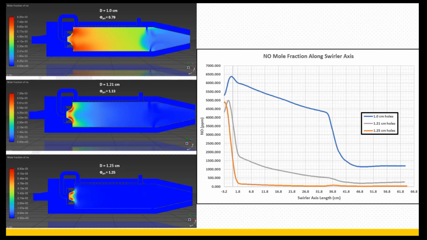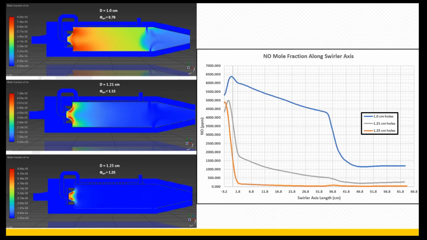So you see, as you increase the dilution hole size, I mean the primary equivalence ratio increases, your NOx emissions drop substantially. And even with the 1 centimeter case, your NOx emissions do decrease as you go down, as it mixes with the dilution air. But that's strictly due to the dilution air just diluting the actual concentration of NOx molecules. You're not really necessarily getting a reduction in NOx emissions.